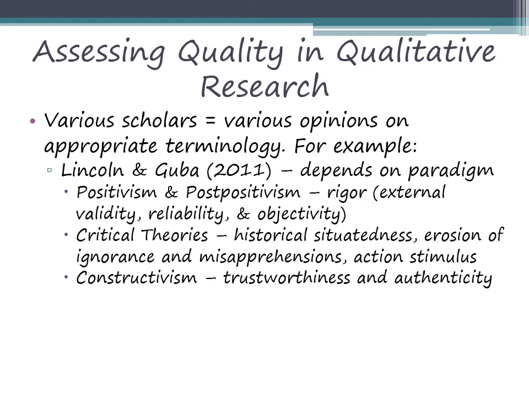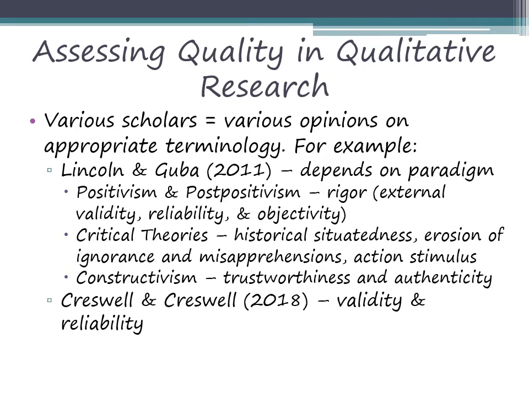For example, Lincoln and Guba explain in the 2011 Handbook of Qualitative Research that the paradigm you follow will determine the terminology you will use to assess the quality of your research project. They discuss how the positivist and post-positive paradigms use the term rigor to assess validity, reliability, and the objectivity of their studies. Critical theorists will focus on historical situatedness, erosion of ignorance and misapprehensions, and action stimulus to assess quality. Constructivist paradigms will attempt to provide examples of trustworthiness and authenticity.